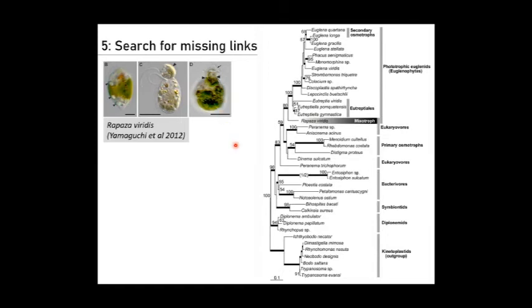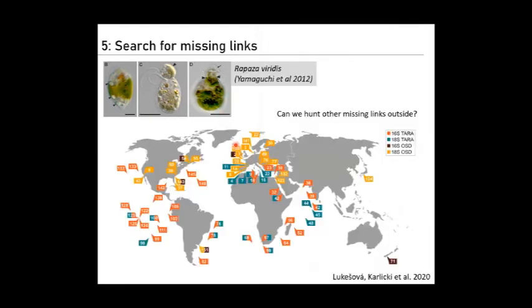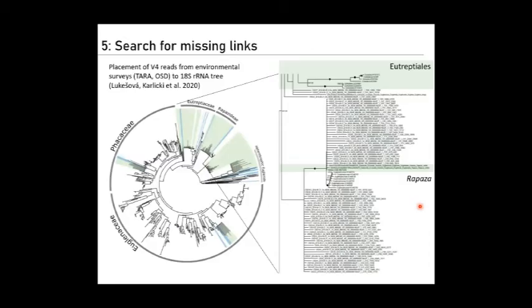And this Rapaza should definitely be studied more in the future, and this will bring a lot of knowledge about how the euglenophytes evolved. But what I would like to stress is that we should also hunt for other missing links outside, because there is a lot of environmental data available from Tara Oceans and the Ocean Sampling Day campaign, for example, and we have peeked into it already.